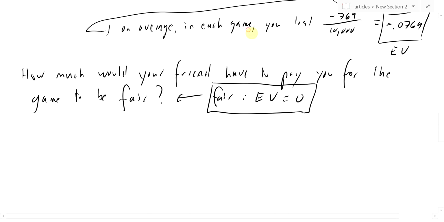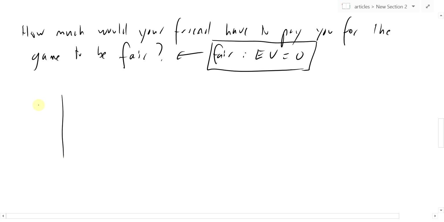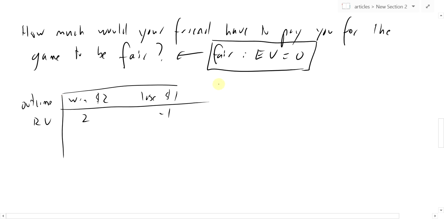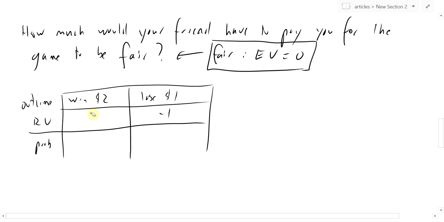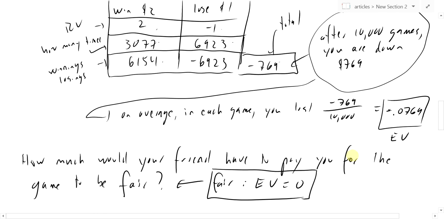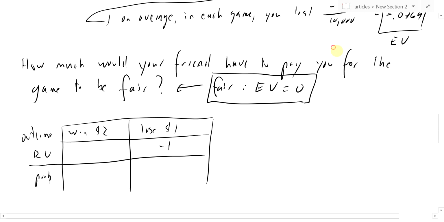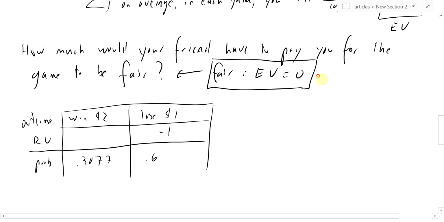So let's set up our table again. And again, outcome. You can win $2. You can lose $1. Random variable. We'll give those numbers 2 and minus 1. Probabilities are the same. 0.3077, because you still have the same probabilities of winning and losing. And then 0.6923.